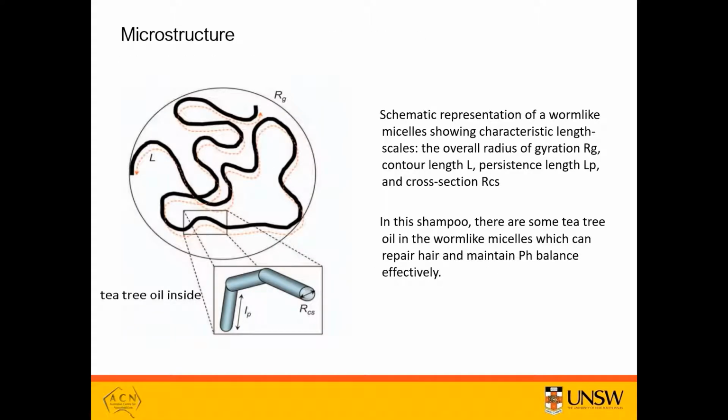So this figure is trying to present a worm-like micelle, showing the characteristic length scales: the overall radius of the duration G, the contour length L, the persistence length LP, and the cross section RCS. In this shampoo, there is some tea tree oil in the worm-like micelles which can repair the hairs and maintain the pH balance effectively.